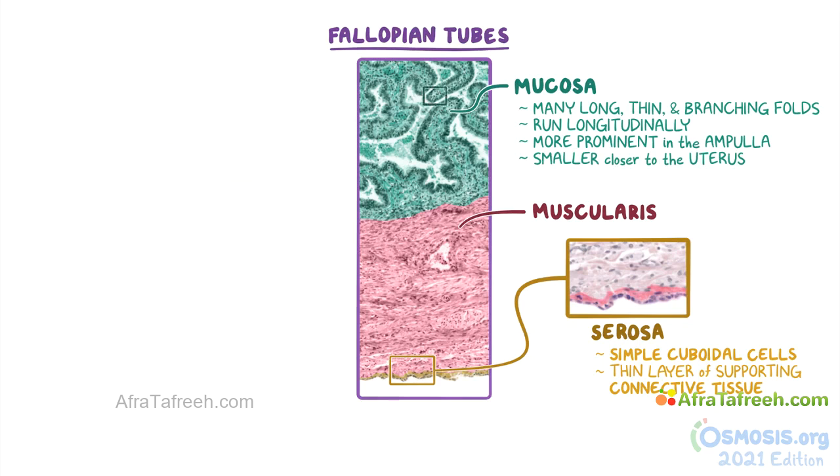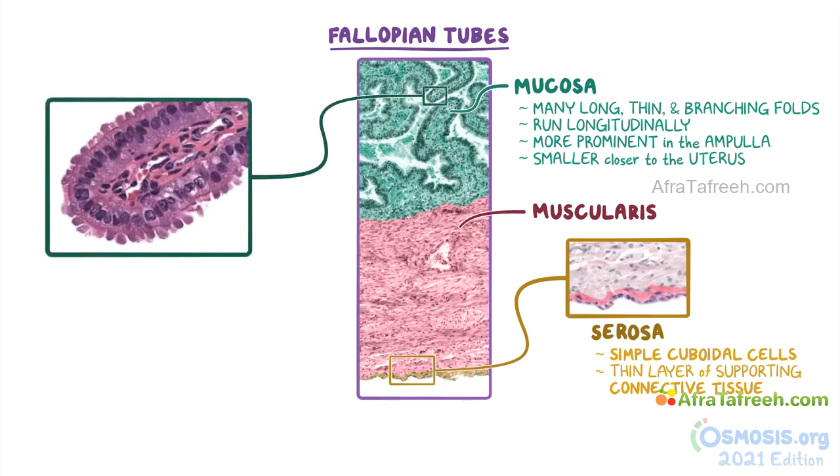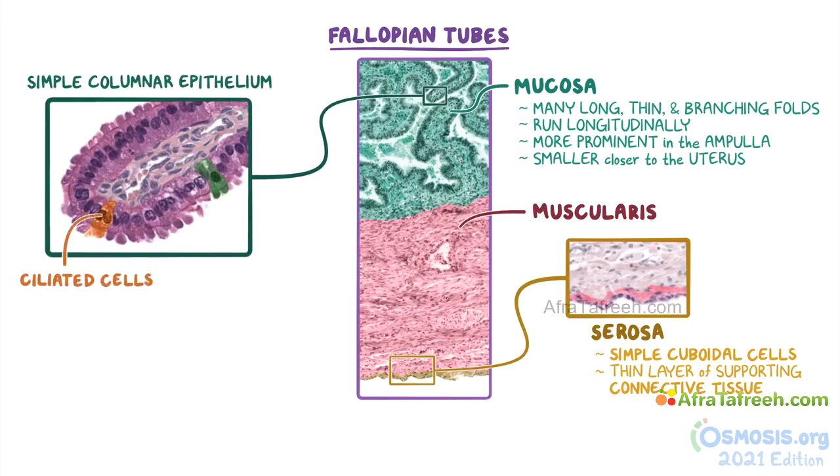At high magnification, we can see that the mucosa is lined with a simple columnar epithelium. This epithelium actually consists of 2 distinct types of cells: ciliated cells and secretory PEG cells. The ciliated cells can be identified by their visible cilia that wave or sweep fluid toward the uterus in order to help an ovum or fertilized zygote to continue moving in the correct direction within the fallopian tube.